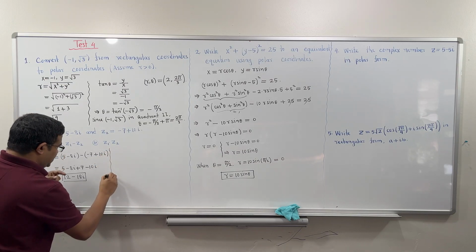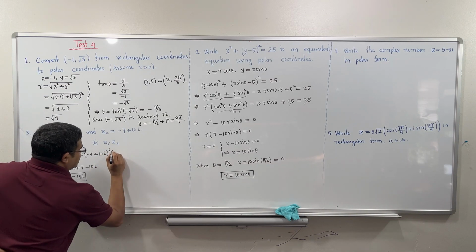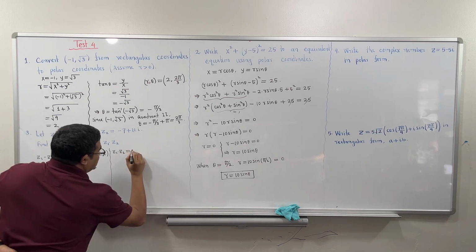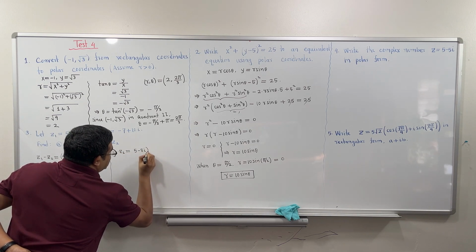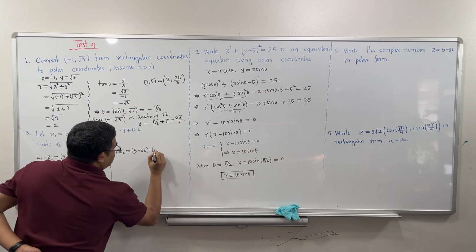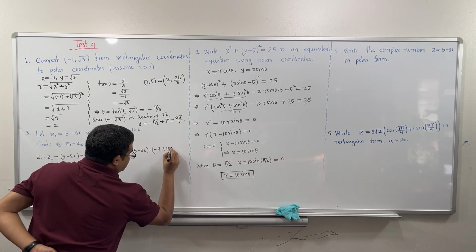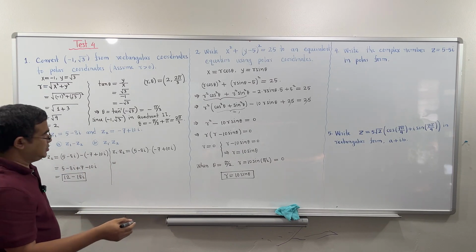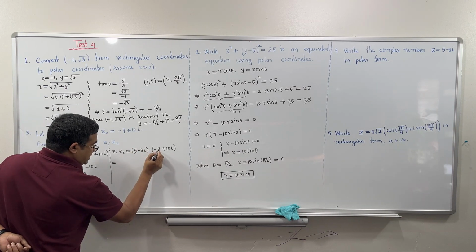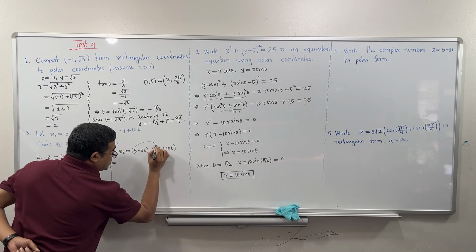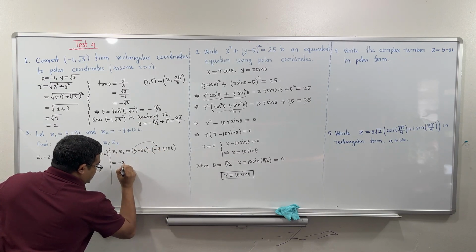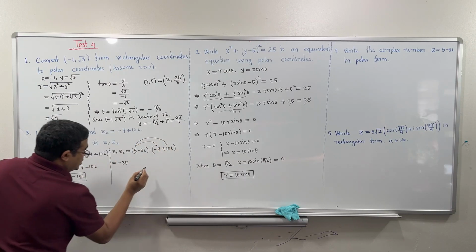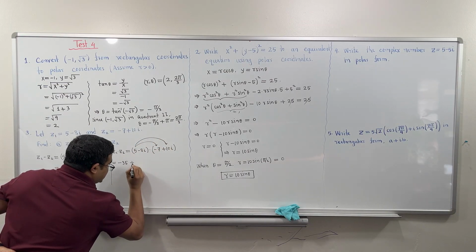Now for the product, z1 times z2 would be 5 minus 8i times negative 7 plus 10i. So if you multiply using the FOIL method, 5 times negative 7, that is negative 35, and if you multiply this one and that one, 5 times 10, that is 50i.